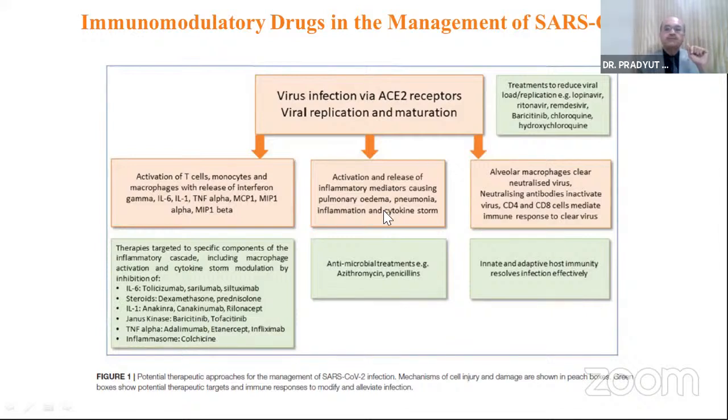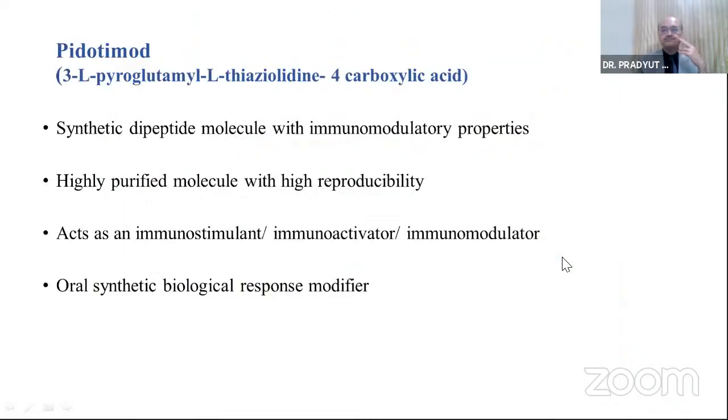And then again, because of activation and release of many inflammatory mediators, the role of antimicrobials like azithromycin was used. And of course, the alveolar macrophages, we know that they clear the neutralized viruses. So again, the improvement of innate and adaptive immunity is important in these patients.